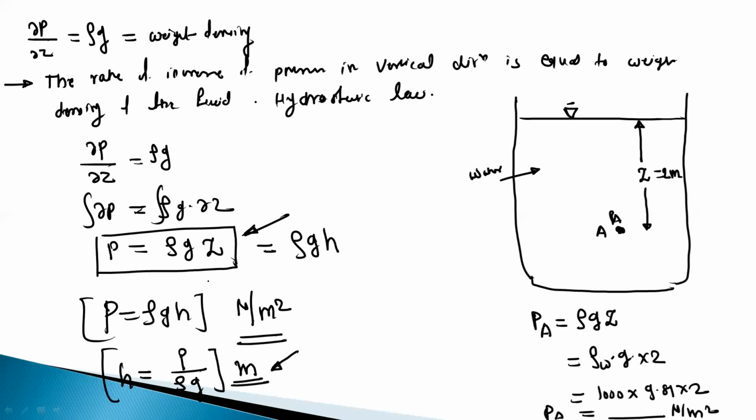Okay, so this is all about the hydrostatic law. We should remember this formula: P is equal to rho G Z or P is equal to rho G H. So we will see the application of the hydrostatic law when we discuss the pressure measurement devices, that is a piezometer, U-tube manometer. So now we will solve some problems on the Pascal law, which is P is equal to force upon area.